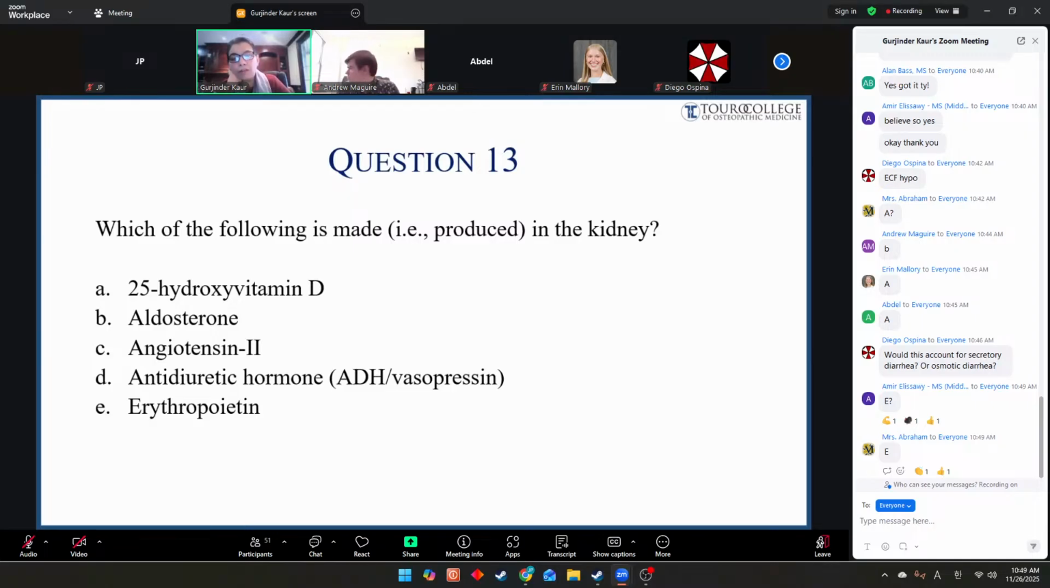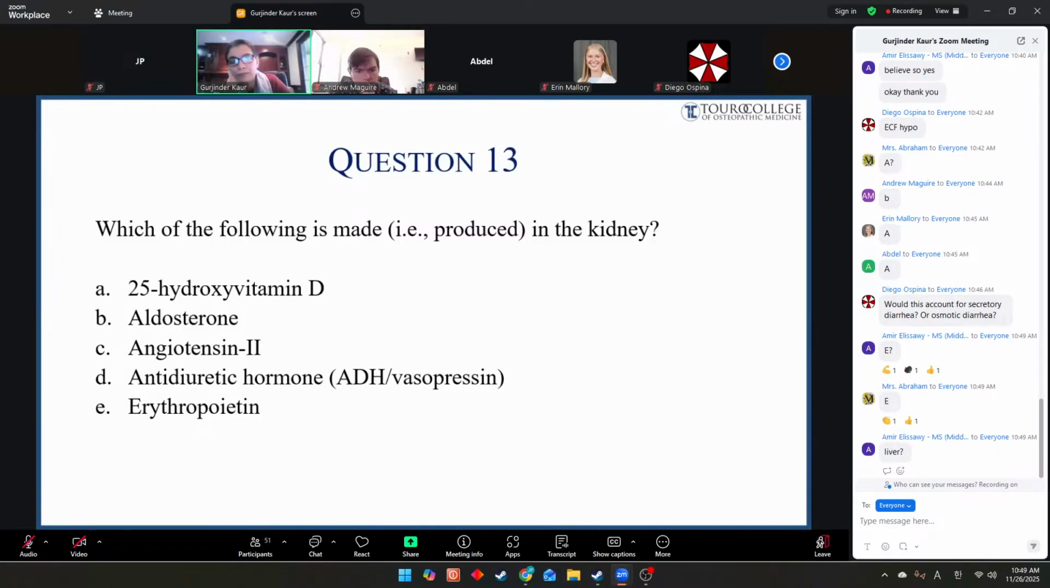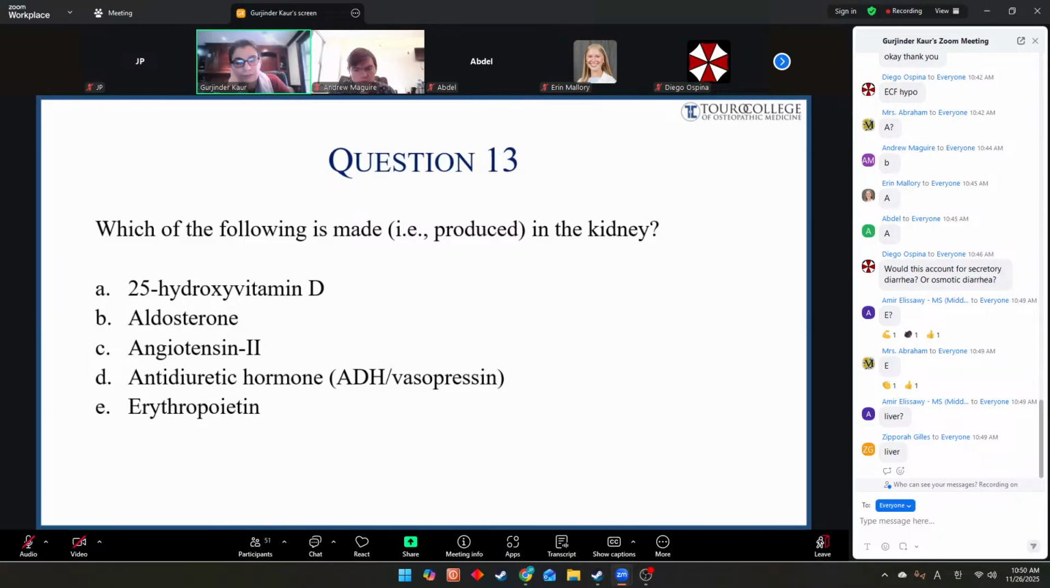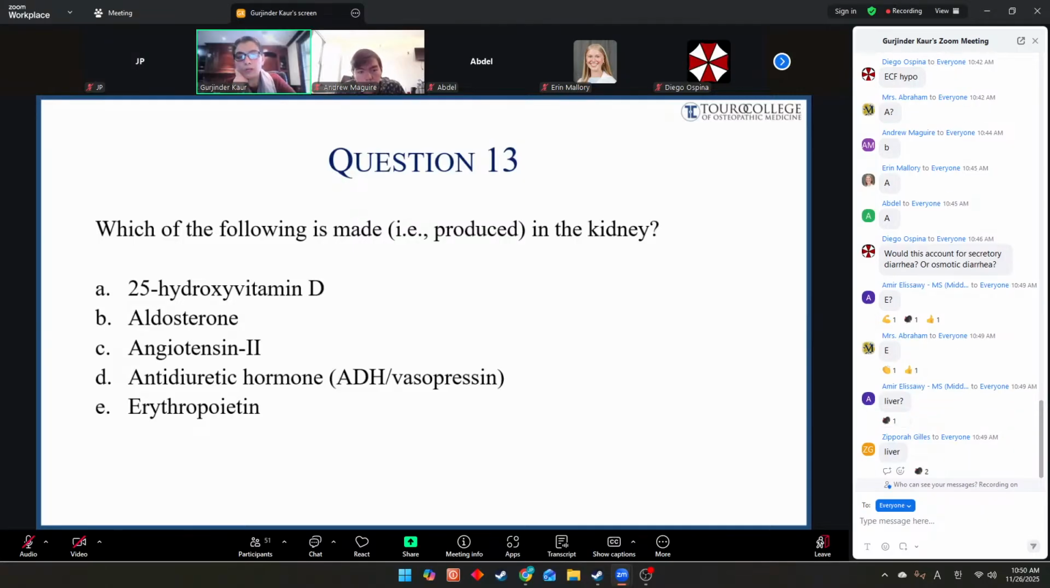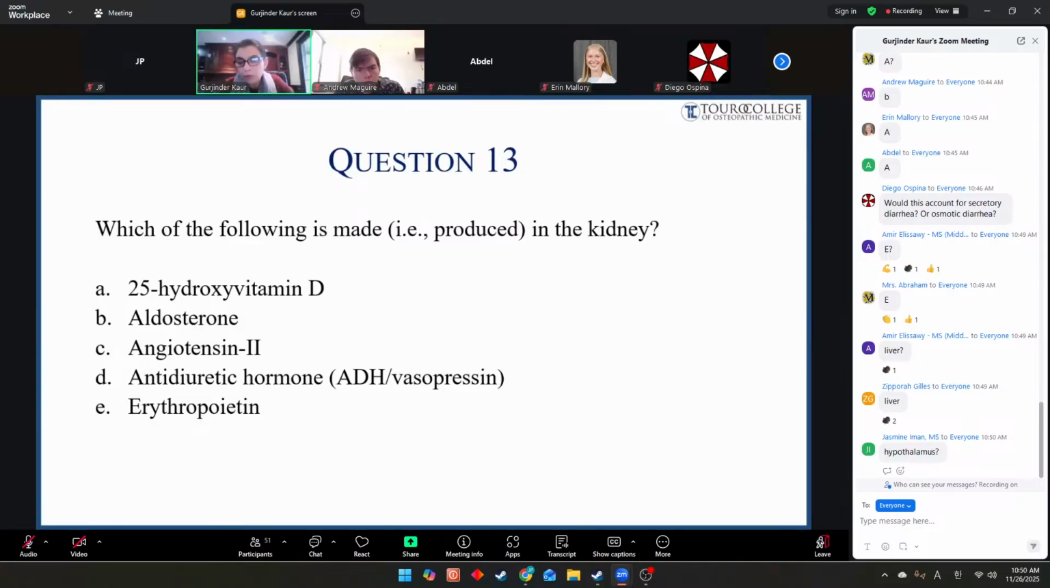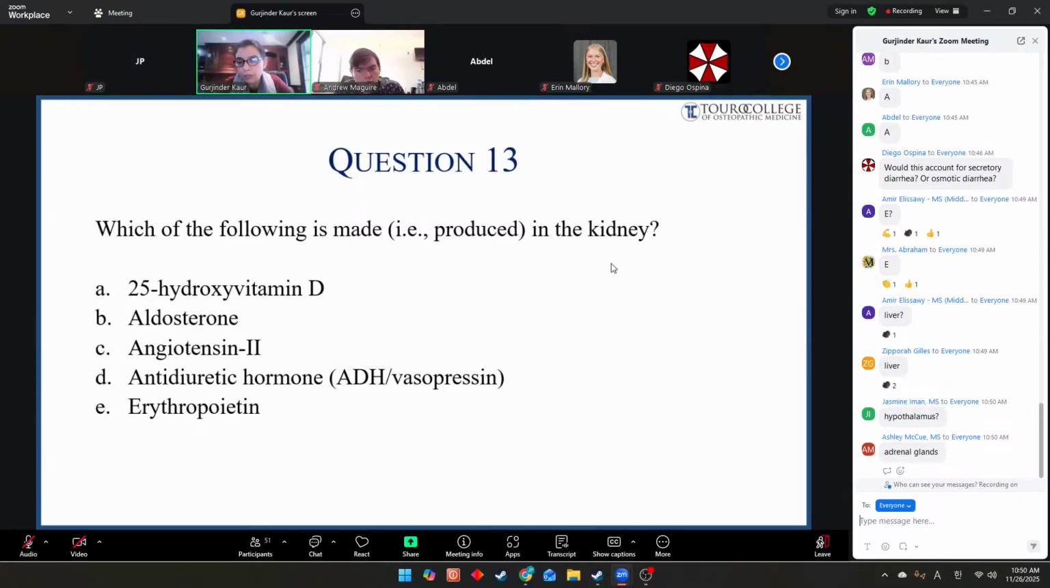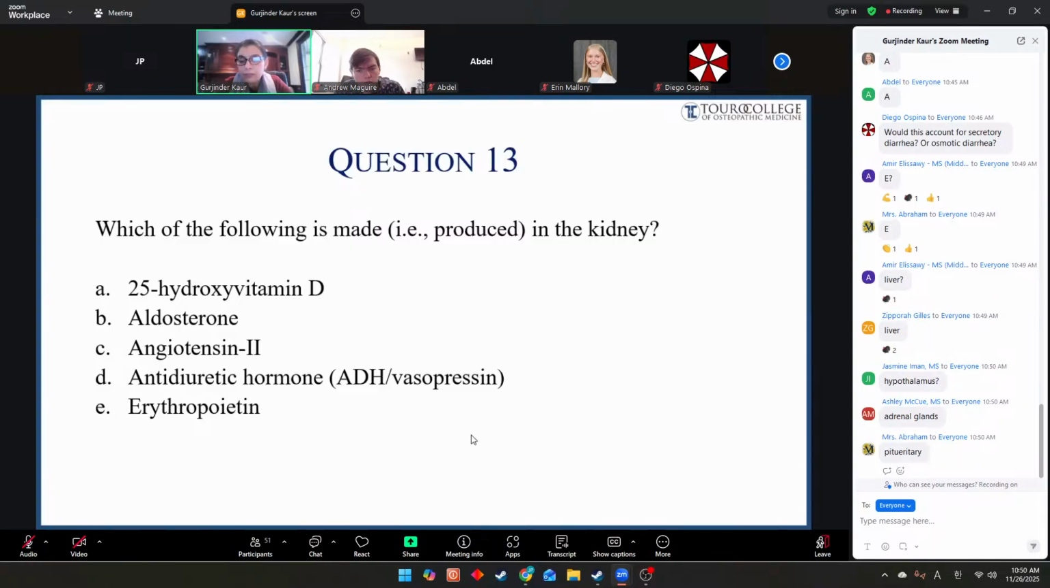Now, where is 25-hydroxyvitamin D being made? Beautiful. Yes, liver is the correct answer. Aldosterone. And you will hear a lot more regarding aldosterone from Dr. Shah next week. Aldosterone is being made where? No, not hypothalamus, Jasmine. This is from adrenal glands. Yes, adrenal cortex, right? Hypothalamus is just making the releasing factors. I'll cover it all in endocrine in January.